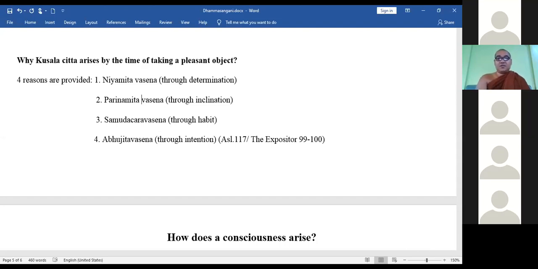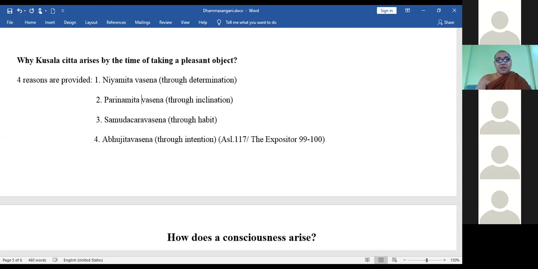Our determination is very strong. And also parinamita, through inclination. Through inclination, our mind is inclined to do good things. Generally the mind is inclined to enjoy evil things, but for special persons like students of Abhidhamma, our mind is inclined to do good things, kusala. That is called parinamita.